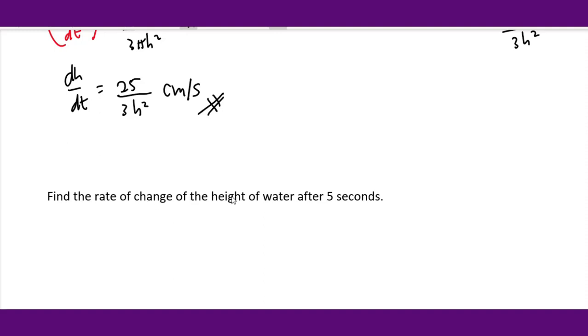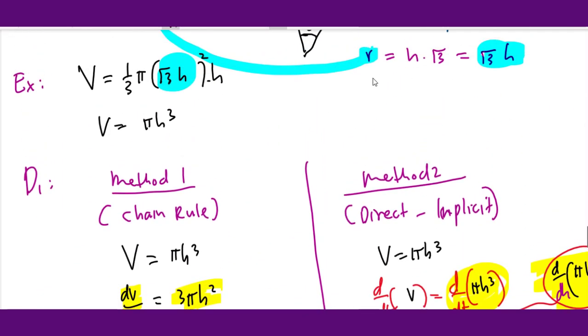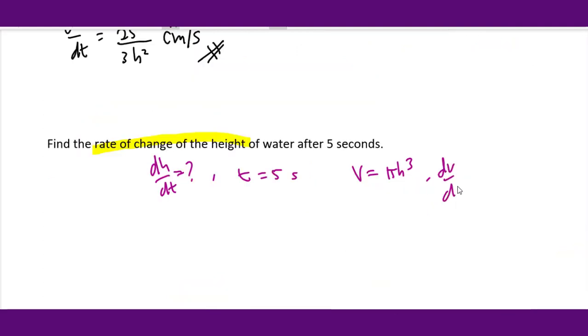Find the rate of change of the height of water after 5 seconds. Rate of change of height, dh/dt, after 5 seconds. So now to find dh/dt after 5 seconds, we must find the volume. The formula of the volume is V = πh³, right? Given dV/dt is equal to 25π cm³ per second. This is step S, solve.